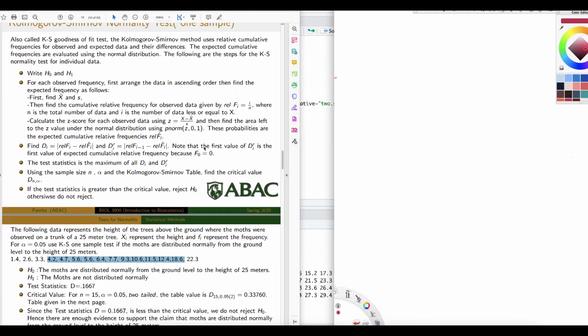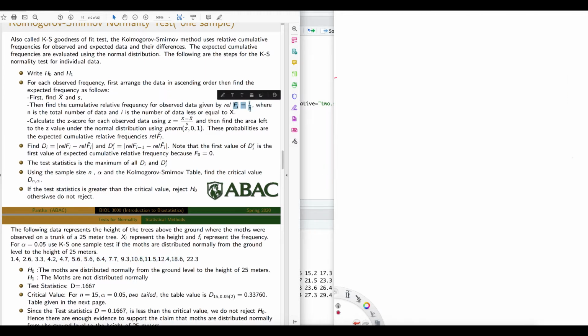Okay, and then the next thing you do is calculate the z score for each observed data using z equals x minus x bar over s, and then find the area left of z under the normal distribution using pnorm(z, 0, 1). Okay, these probabilities are the expected cumulative relative frequencies. So this is the observed cumulative relative frequency, and this is the expected cumulative relative frequency. That will basically be the area under the normal curve, left of z.